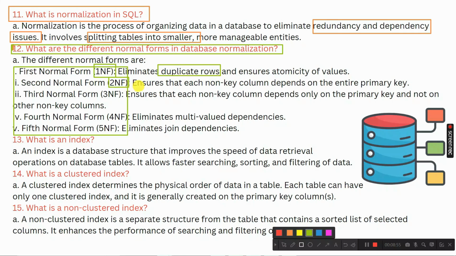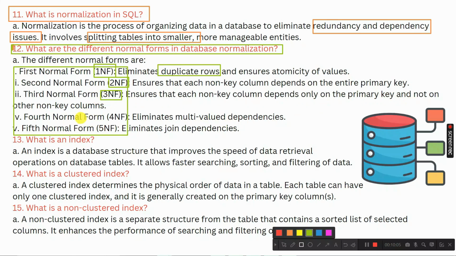So 2NF is basically used to ensure that each non-key column depends on the entire primary key. Okay, this is the second NF. The next is third normal form, or we can say 3NF. Okay, so 3NF is basically used to ensure that each non-key column depends only on the primary key and not on other non-key columns. This is the main purpose of creating 3NF.